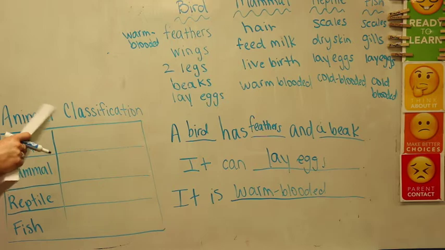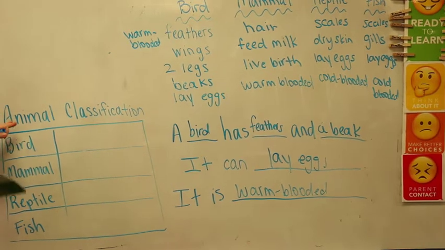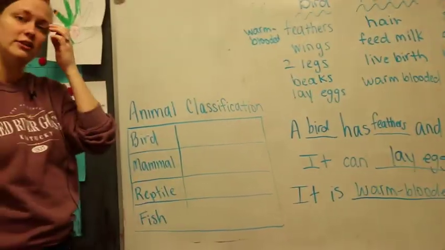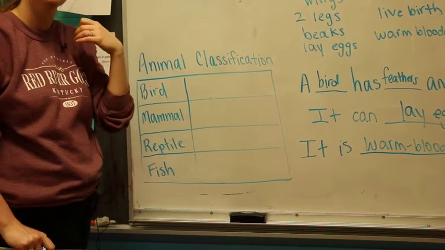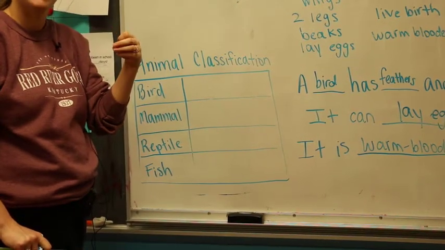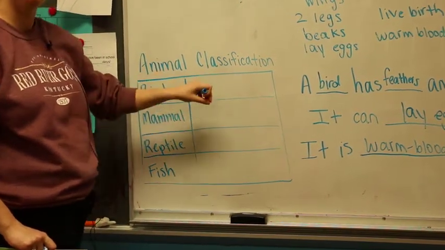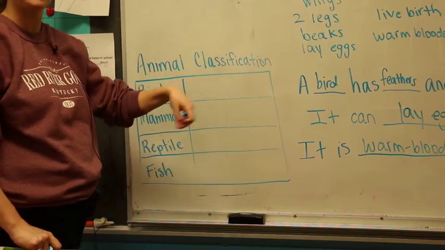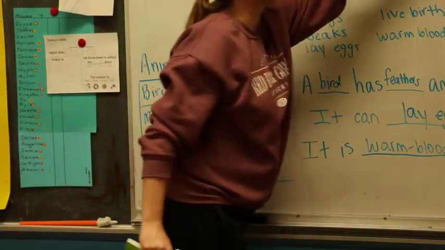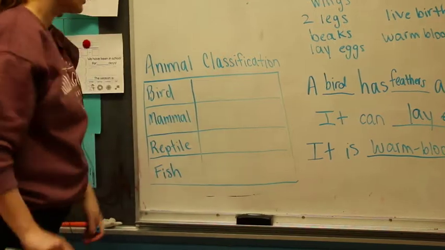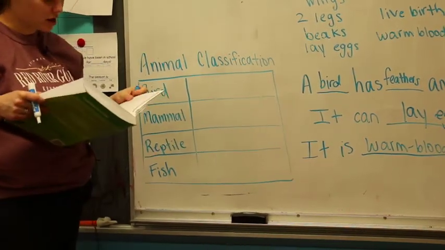So over here, this is a table, okay? This is called animal classification. To classify something means we talk about it and describe it in a way where we can group other things with it. So we classify something by its characteristics, okay? So let's take a look at this chart.